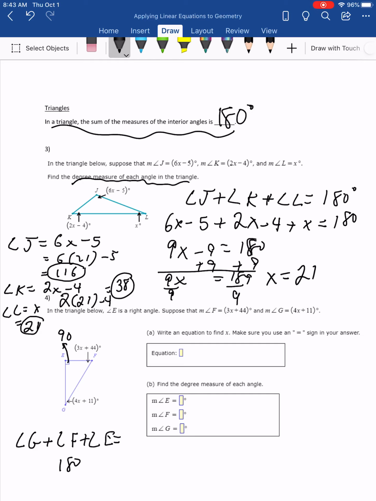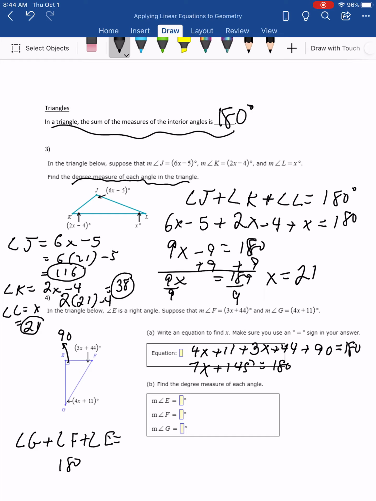Now, that's our relationship. Our equation would be 4x plus 11 plus 3x plus 44 plus 90 equals 180. On your homework, I'm not positive whether you're just going to put it in this way or you're going to submit your answer after you combine terms. Either way, if we combine terms, it would be 7x plus 11 and 44 is 55, plus 90 is 145, equals 180.